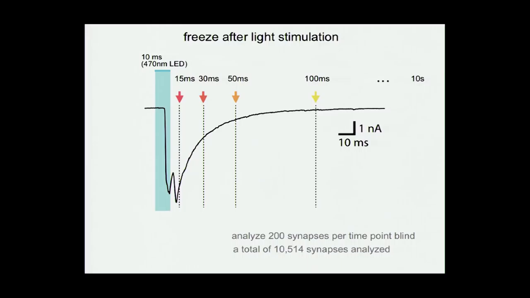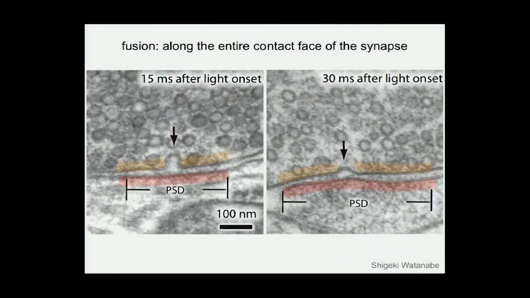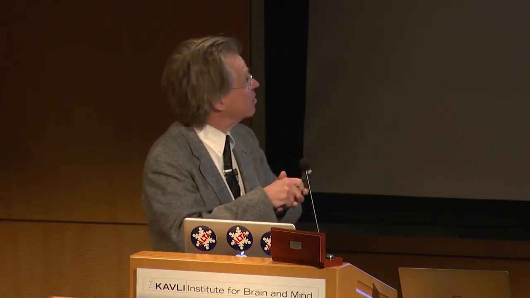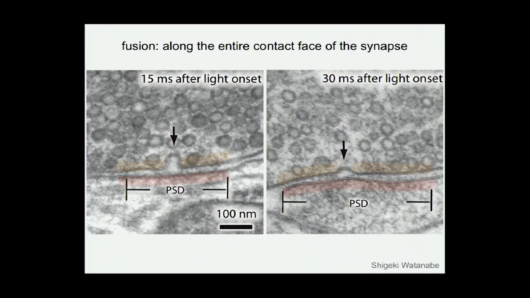So the experiment now is quite simple. We're going to provide a 10 millisecond light stimulus, and then we'll freeze at 15 milliseconds, 30 milliseconds, 50 milliseconds, 100 milliseconds, 300 milliseconds, etc. And these were the first images we got, and we were extremely excited by these because they're just beautiful. So if we freeze 15 milliseconds after the stimulation, we see vesicles fusing with the plasma membrane. It's just, isn't that beautiful? It's collapsing into the membrane. Here at 30 milliseconds, almost fully collapsed into the membrane. So we can capture those very rapid events caused by an action potential causing vesicles to fuse.